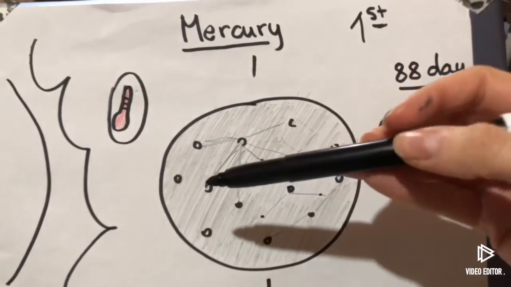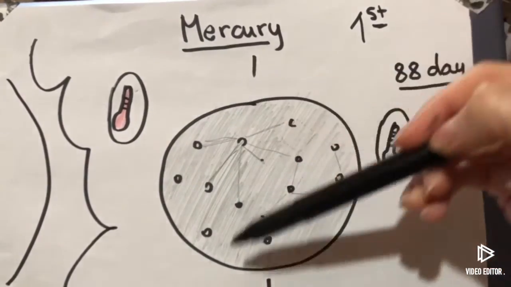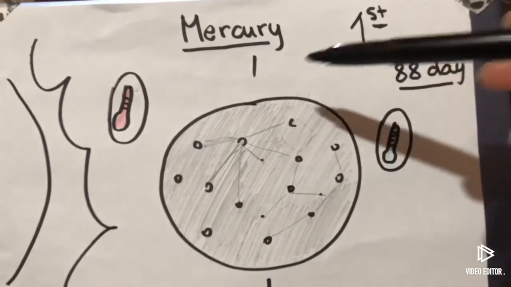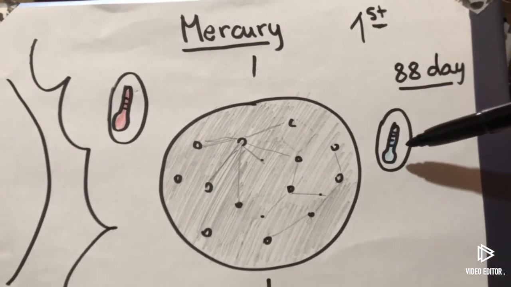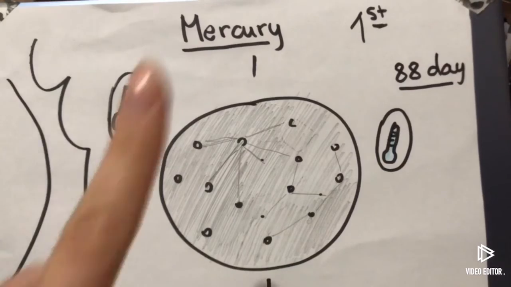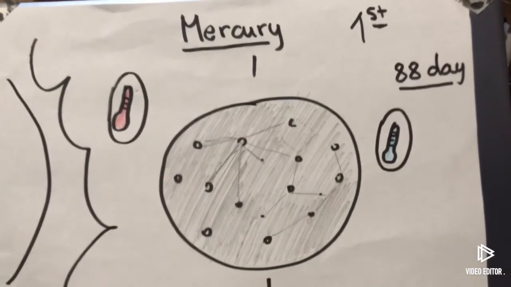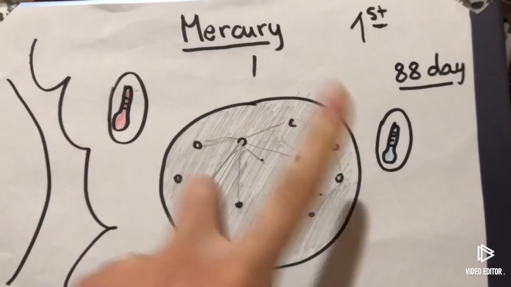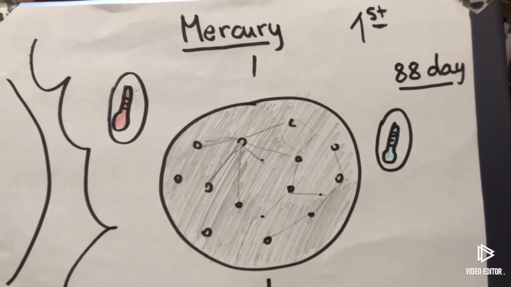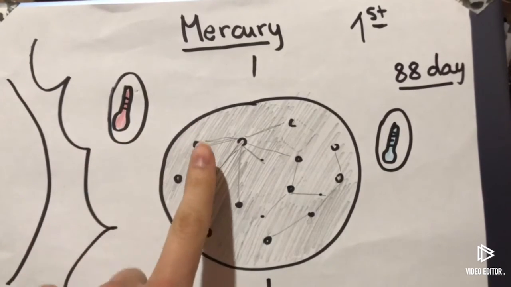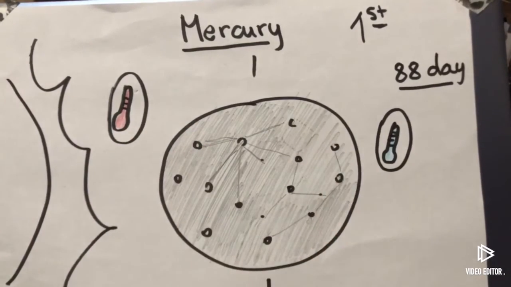So for Mercury, the side that faces the sun is very warm. And the side that faces away from the sun is very cold. We cannot live on Mercury because it's very warm and very cold at the same time. So we will burn on this side and we will freeze on this side. So we cannot live on Mercury.